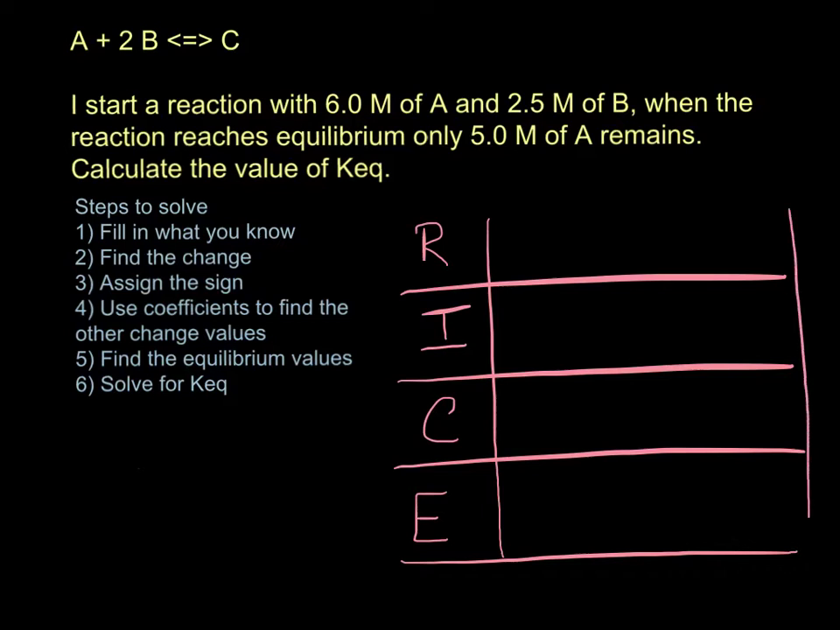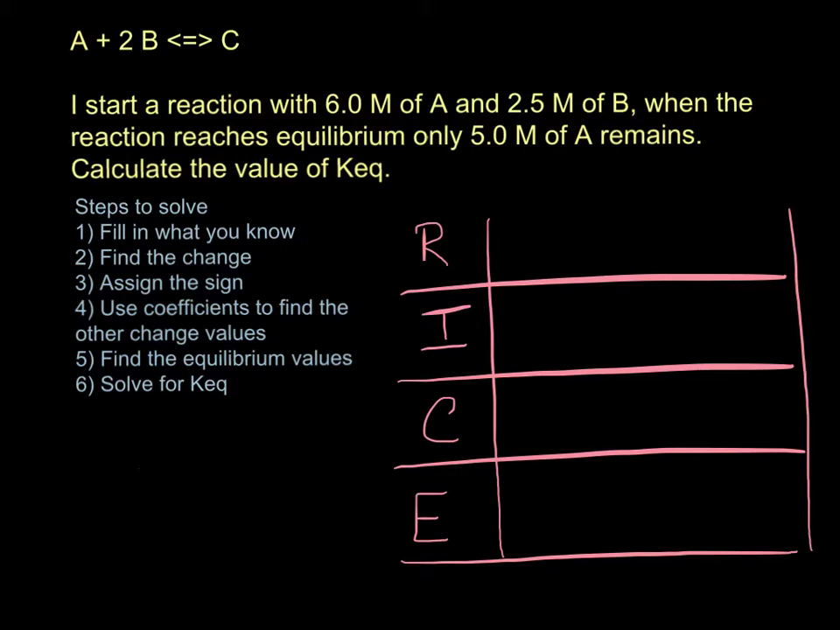So we're going to consider a problem right here where we have a reaction, and that reaction is A plus 2B yields C. Now I'm going to start the reaction with 6 molar A and 2.5 molar B. And when the reaction reaches equilibrium, only 5 molar of A remains. Calculate the value of the KEQ.